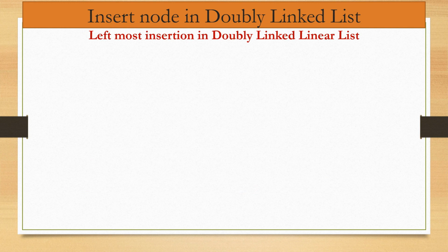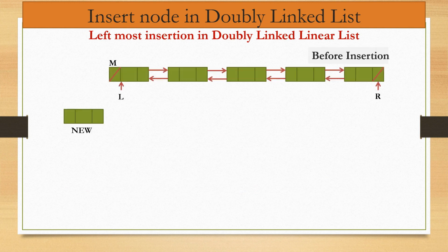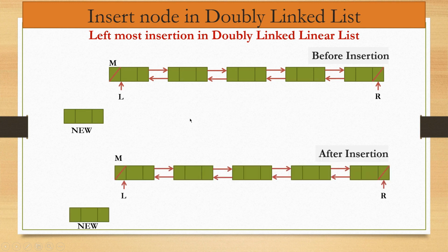Now leftmost insertion in doubly linked list. So now we have to insert a node in the leftmost position. So initially this is the leftmost node and this is the rightmost node, right? So this is the position before insertion of the new node. Now after insertion of the new node, this is the leftmost element of this doubly linked list and we have to insert the new node on this side.